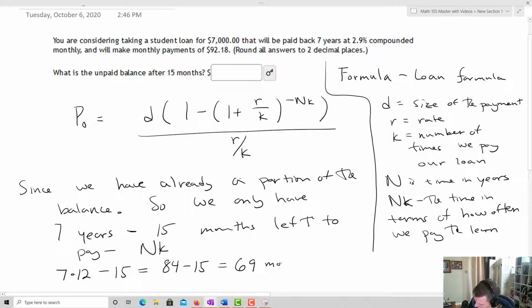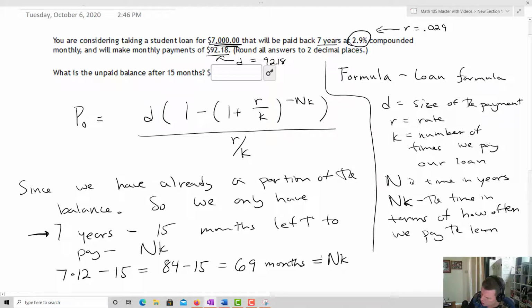So we have 69 months left to pay, and that ends up being equal to NK. So I've got NK equals 69. Here's my original principal, 7,000. It's actually not going to play a role inside of this particular problem. It's just going to be something that I'm going to compare against. I do definitely need that 7 years because I used it in my time calculation. It's at 2.9%, so that's my rate. So R is going to equal 0.029, because 2.9% written as a decimal is 0.029. D, which is always the size of the payment, is going to end up equaling 92.18.